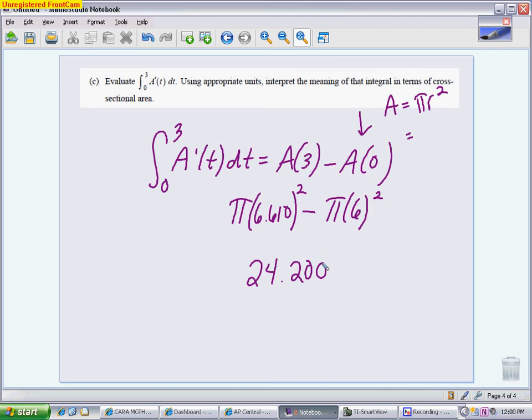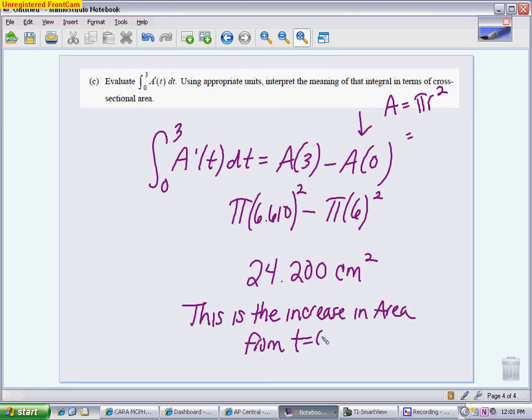And then finally, the last point is what does this mean? What it means, with appropriate units, is this is how the area has changed. So if you integrate to accumulate the rate that the area is changing over a time period, it tells you how the area has changed over that time period. So to finish it off, I put the right units: this would be an area change, so it would be centimeters squared. And I wrote that this is the increase in area from time equals 0 to time equals 3.